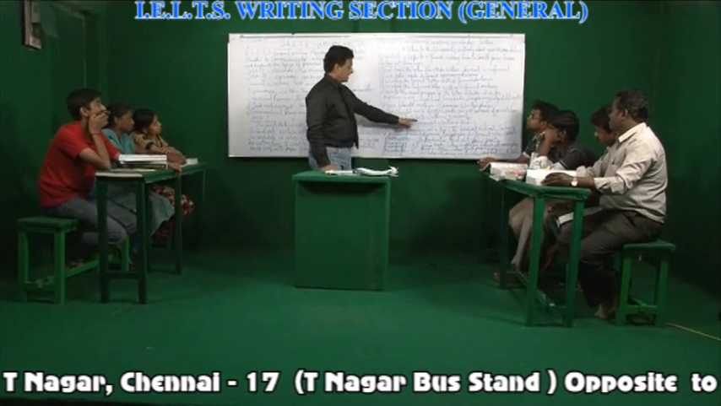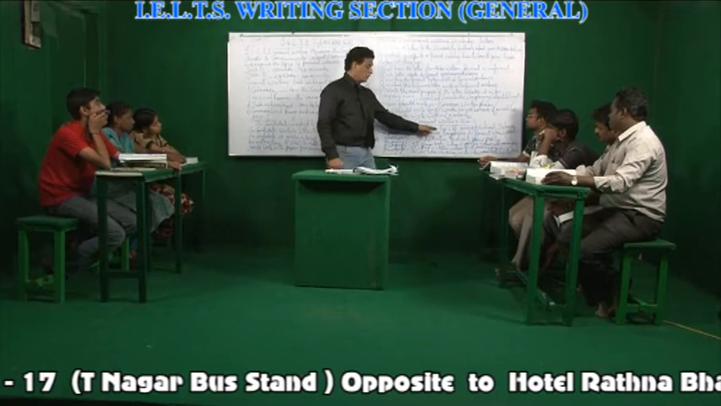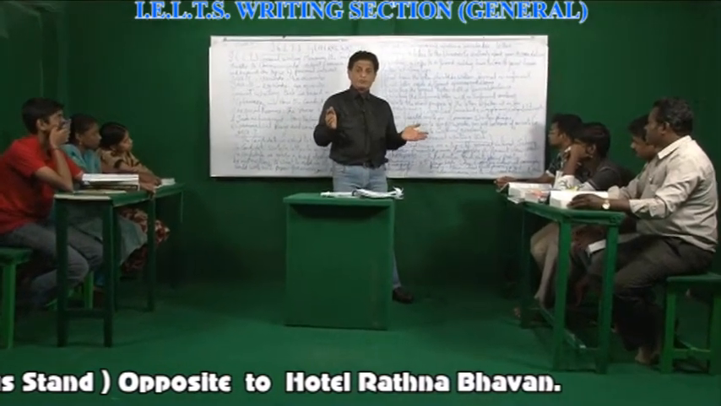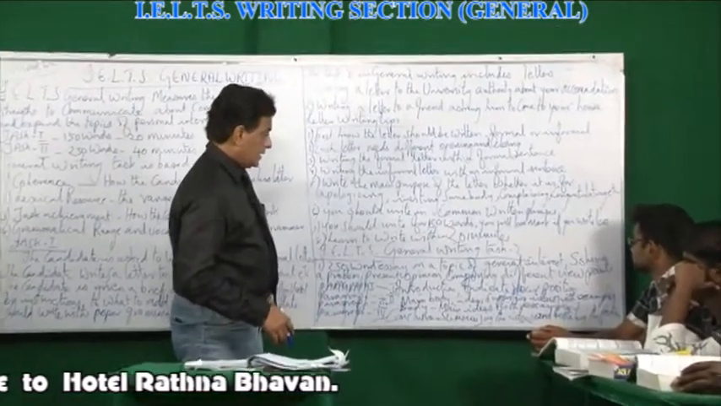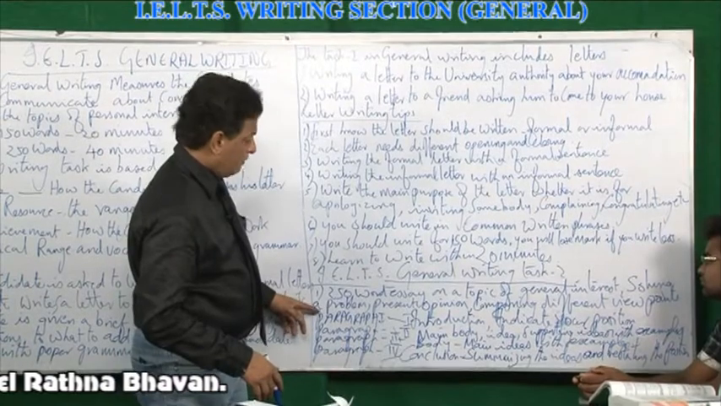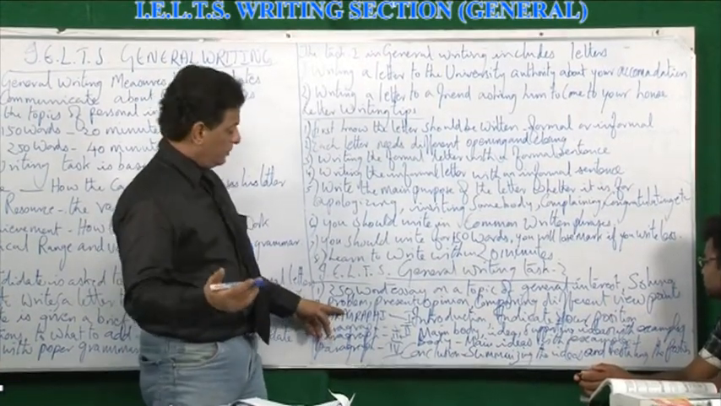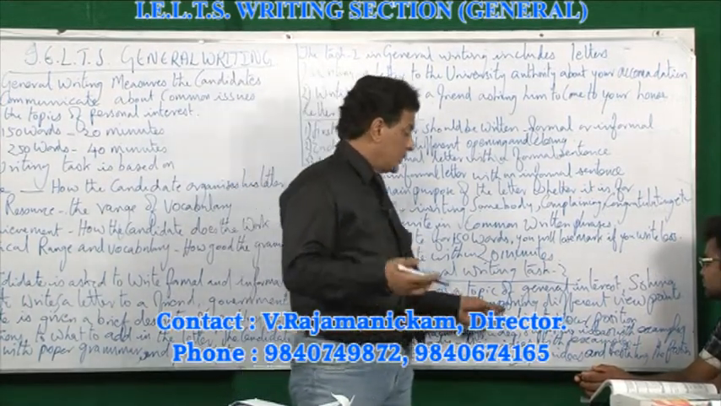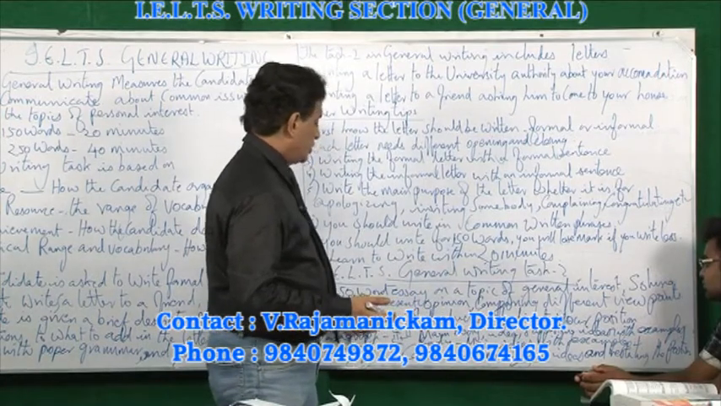Then IELTS general writing task 2 is a 250 word essay on a topic of general interest. So on a topic of general interest, you have to write 250 words. For example, solving a problem, you will be given a problem, and how do you solve the problem? Presenting your opinion, comparing different viewpoints, and in the paragraphs, what should the first be?